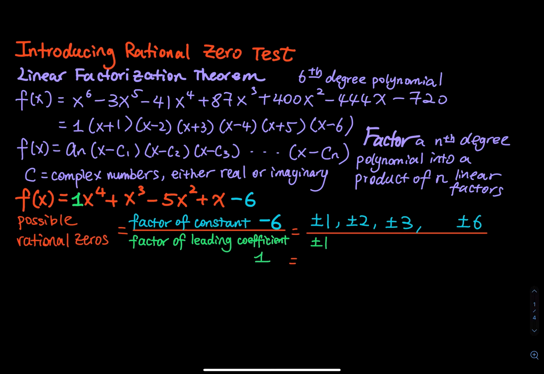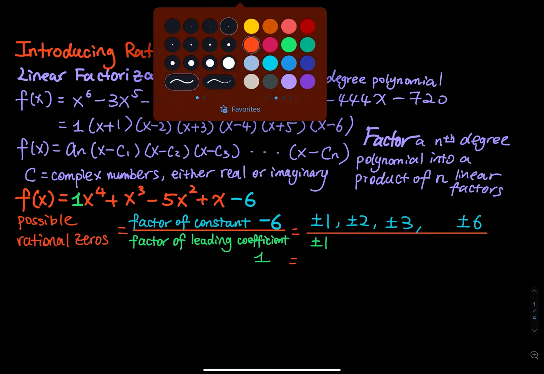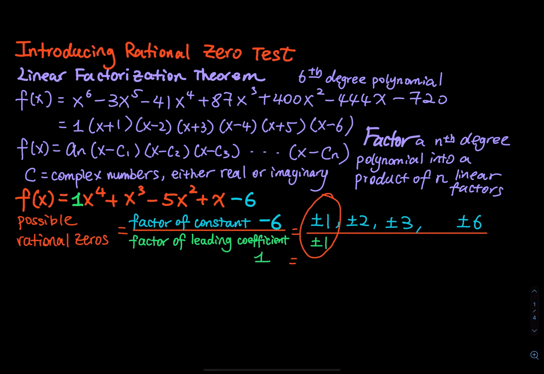And then what do I mean? Why do I still have an equal? I am looking for possible rational zero. Rational means fraction. So you will be taking each number on top divided by the number on the bottom. So I should go back to orange. 1 divided by 1, so you have a plus or minus 1. 2 divided by 1, plus or minus 2. 3 divided by 1, plus or minus 3. 6 divided by 1, plus or minus 6.